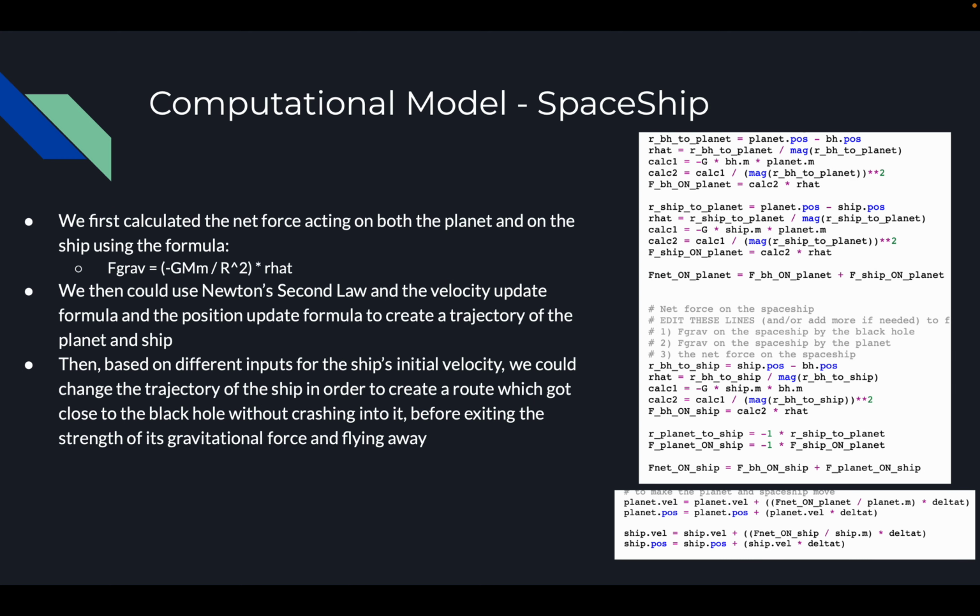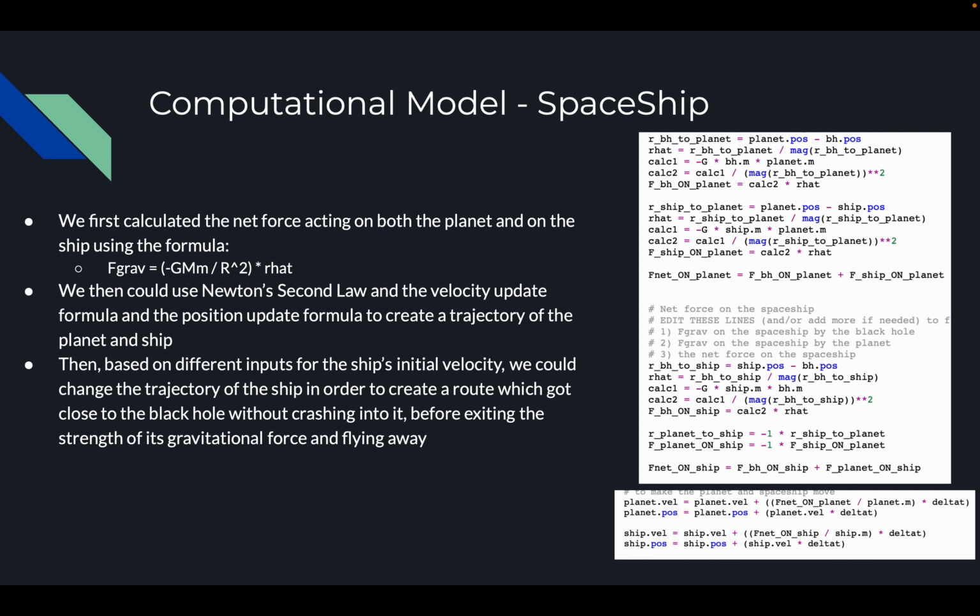In the next computational model, we first calculated the net force acting on both a planet and a ship by their surroundings. This was done by finding the r hat vector between the two objects and plugging the distance and mass into the formula for gravitational forces. Since each object was being affected by two other objects, we summed together the two forces in order to find net force. We could then use Newton's second law and the velocity and position update formulas to create a trajectory for the motion of both the ship and the planet around the black hole.